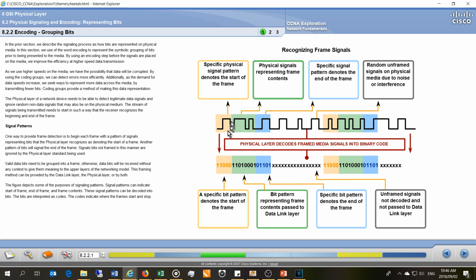So here we see the beginning of a frame, which is represented maybe by a certain bit pattern. Then we've got the physical signal representing the frame contents. So that's the additional layer 3, 4, and so forth headers, and then the user data. And then we have the specific signal pattern which denotes the end of the frame, telling the receiver and the transmitter where the frame ends. And that is often also represented by a specific bit pattern.